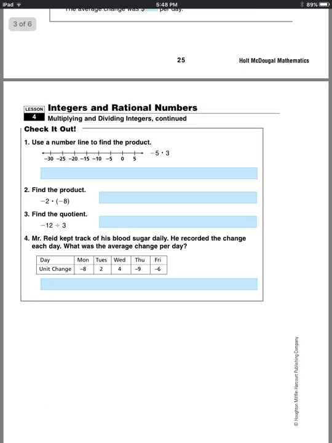Okay, go through and do your check it out. You don't have to use the number line on 1 unless you really want to. And then number 4 is going to be a little bit more difficult to do in your head because there are more negative numbers than positive numbers. So you might want to use a number line for that.